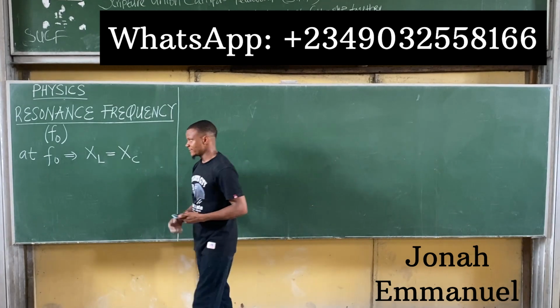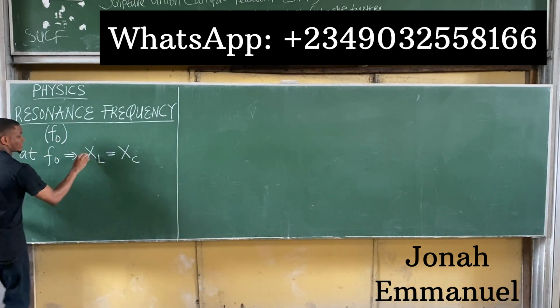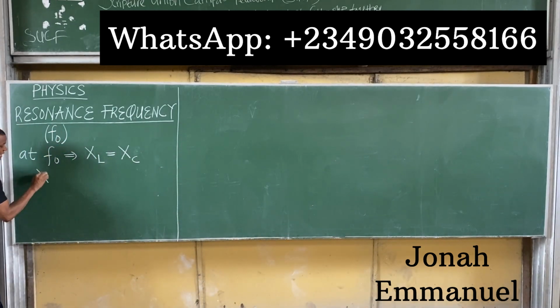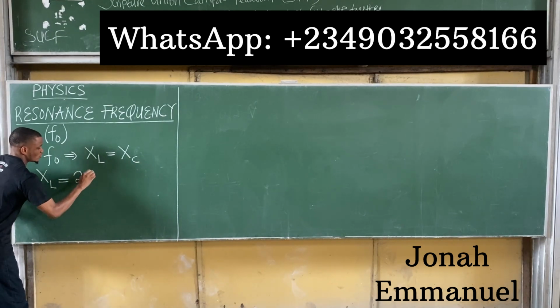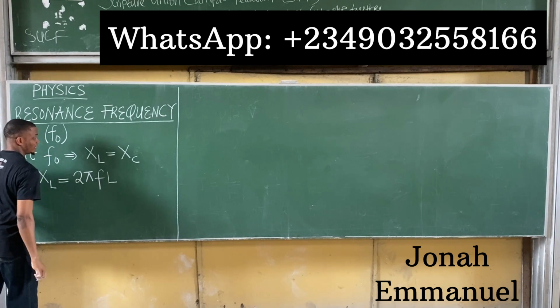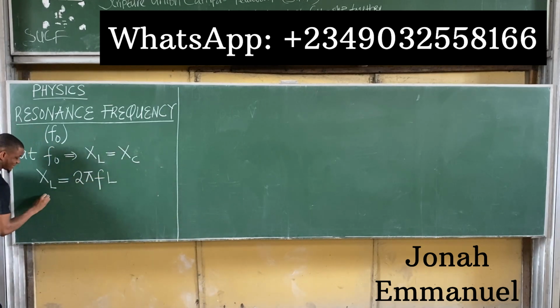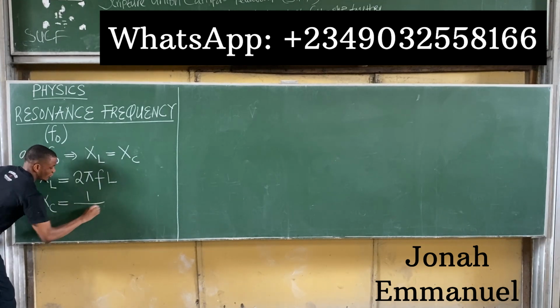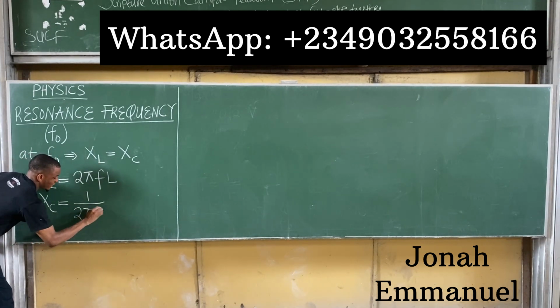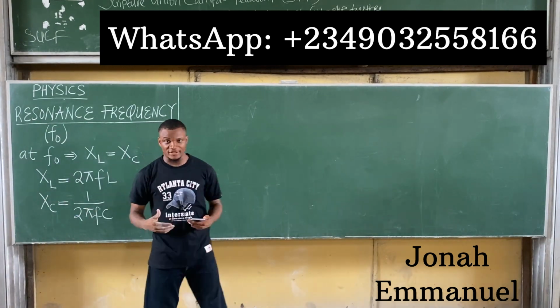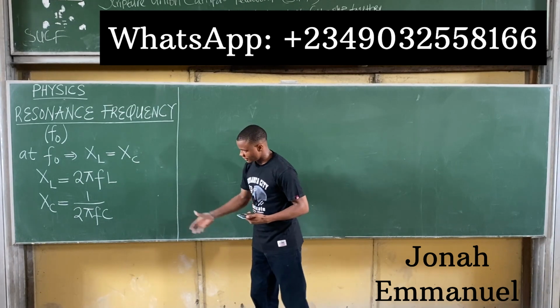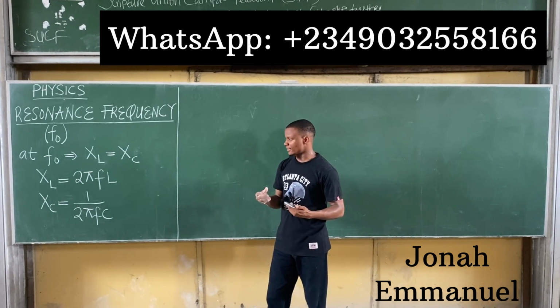Now, for this one here, let's proceed. We said this is called the reactance of the inductor, and we said the formula for reactance of inductor is 2 pi FL. Also, this one here, XC, is called the reactance of the capacitor. The formula for this is 1 all over 2 pi FC. All of this has already been discussed in our previous class. So make sure you check this up if you missed the class.